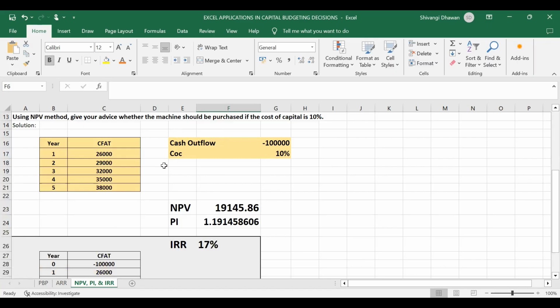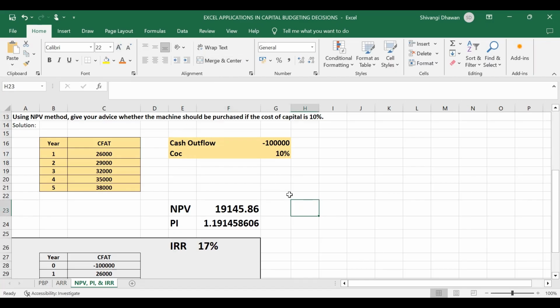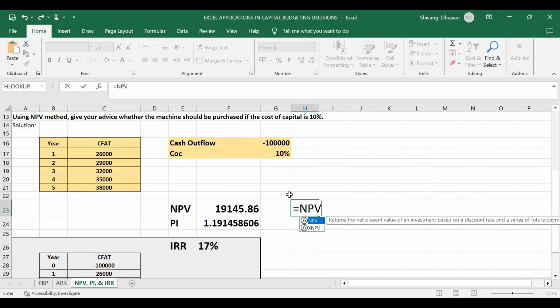In order to calculate NPV, we will start a function here. I'm zooming it for you. So is equal to NPV. This is the inbuilt function. When you put the bracket, the function gets activated. So you require rate. So rate is 10%. That is our discount rate. So we give the cell reference of our discount rate, comma, the values.